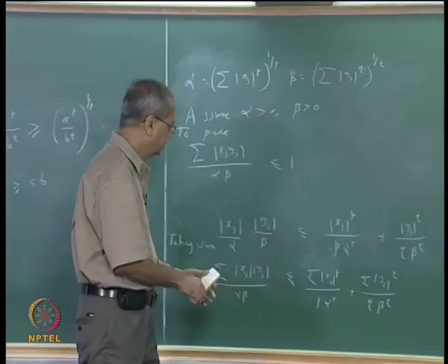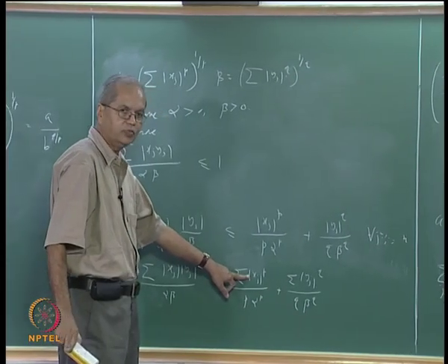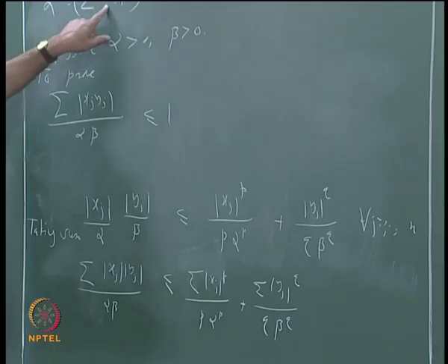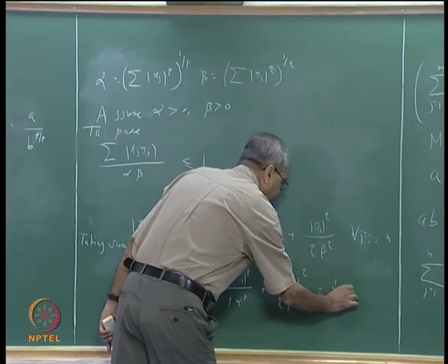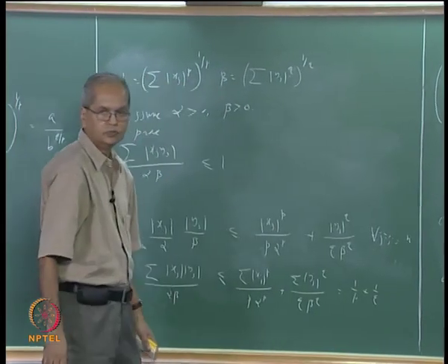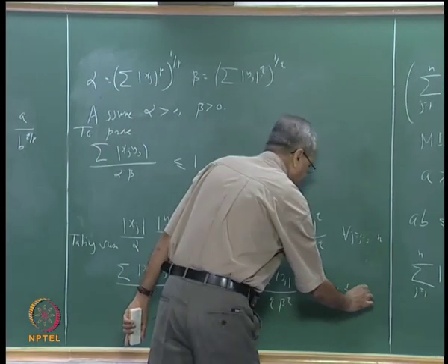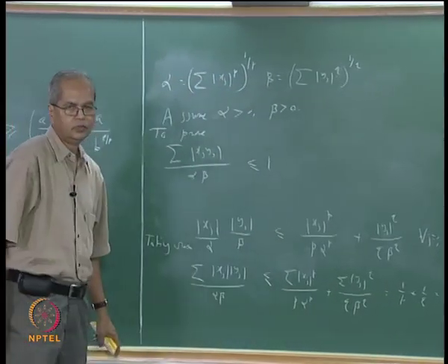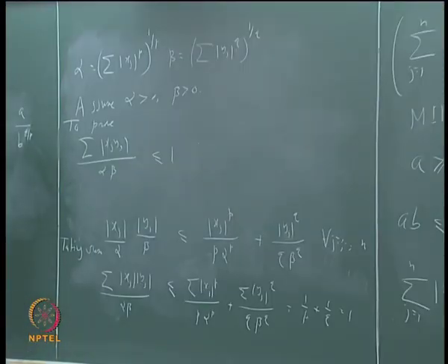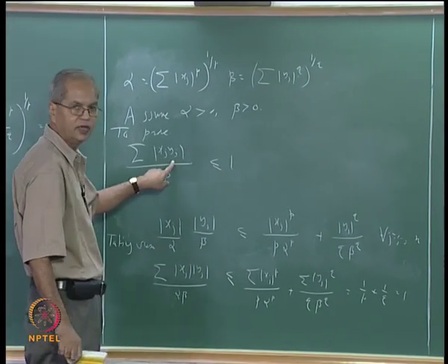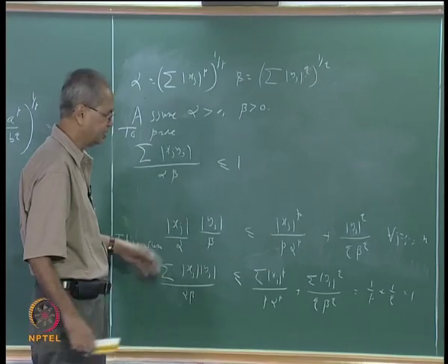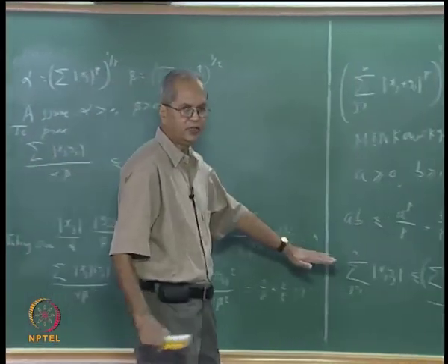But this is nothing but alpha to the power p, because alpha is this raised to 1 by p. So this right hand side is nothing but 1 by p plus 1 by q, and that is equal to 1. So that proves Holder's inequality. Of course, you may say that here you have mod xj into mod yj, but there we had mod xj into yj, but you see there is no difference, these two things are the same. So we have proved Holder's inequality.